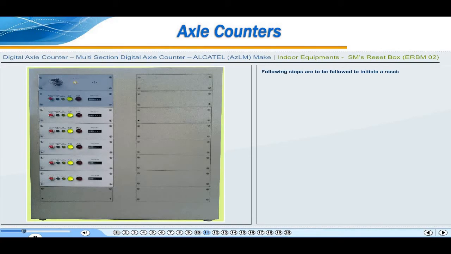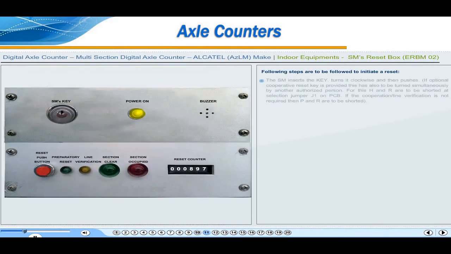The following steps are to be followed to initiate a reset. The SM inserts the key, turns it clockwise and then pushes. If the optional cooperative reset key is provided, this also has to be turned simultaneously by another authorized person. For this, H and R are to be shorted at selection jumper J1 on the PCB. If the cooperation or line verification is not required, then P and R are to be shorted.